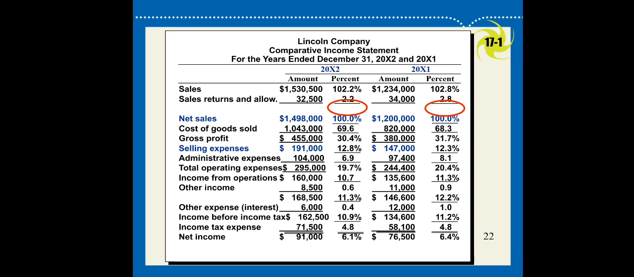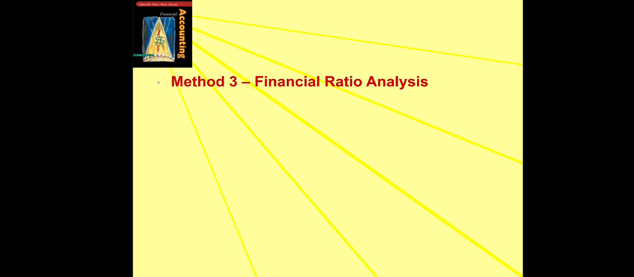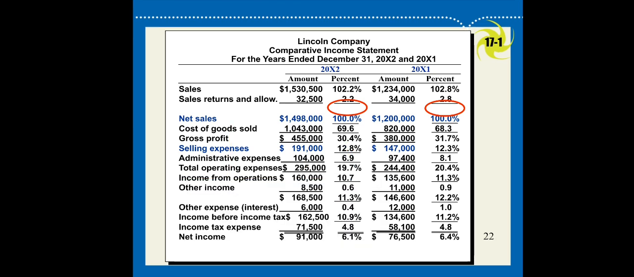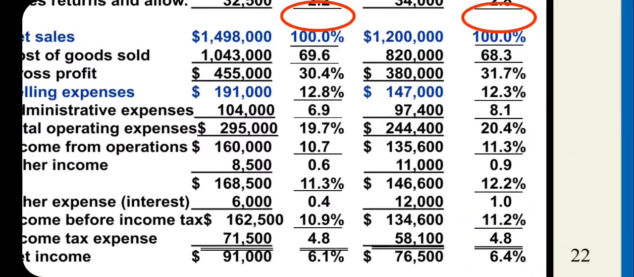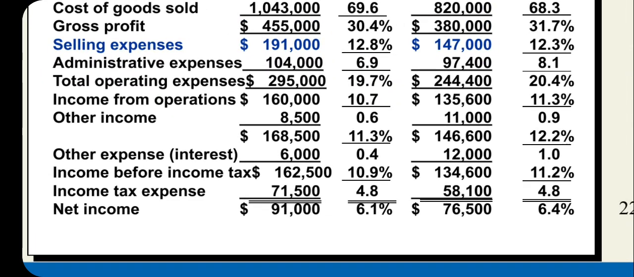So you calculate the percentage. This is the way to calculate the percentage. The net sales is always 100%. Okay. After you do the analysis, then you have to know how to interpret. So this is the way to interpret. You see the net income. The net sales is always 100%. You see the net income. In year 2000X2, the net income is 6.1%. But in year 2000X1, the net income is 6.4%.